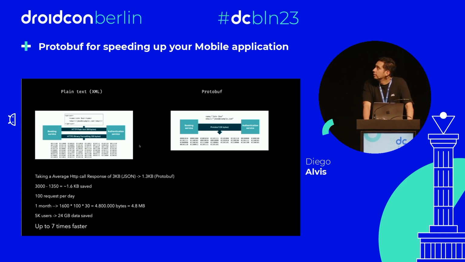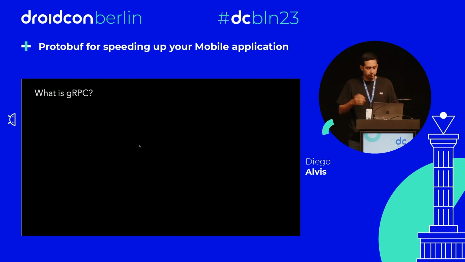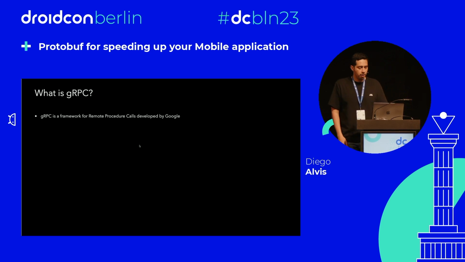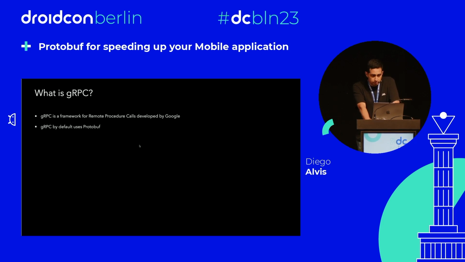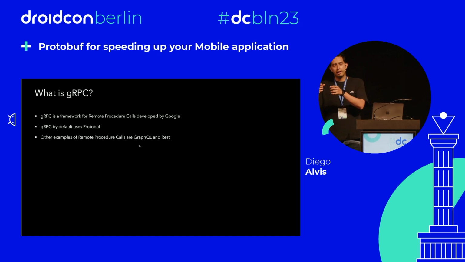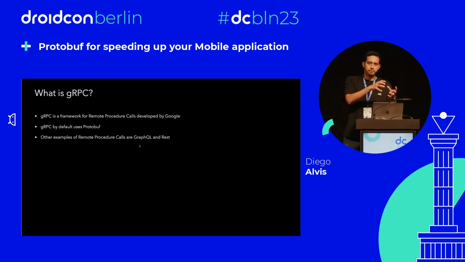All right. So now let's talk about gRPC. Now that we know what Protobuf is, let's talk about what gRPC is. Basically, gRPC is a framework for remote procedure calls developed by Google. gRPC, by default, uses Protobuf, and other examples of remote procedure calls are GraphQL and REST. So gRPC is the framework, and Protobuf is the format of the data.